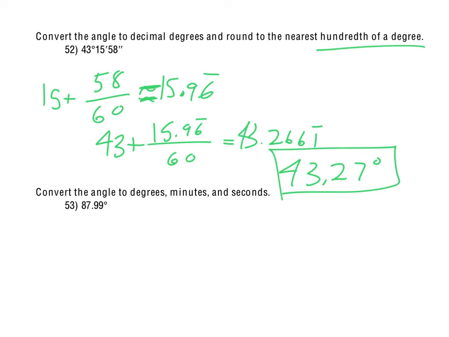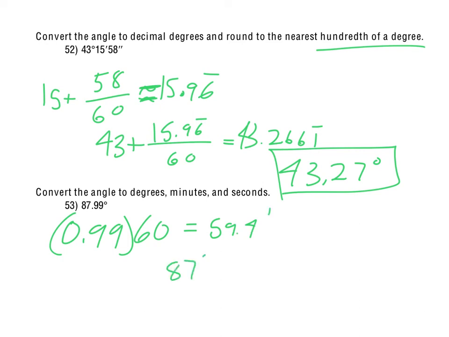Converting to degrees, minutes, and seconds, boy, at 87.99 degrees, that seems like it's basically 88. So what we do is basically the same as what we had before, but we do that in reverse. So we're going to multiply the 0.99 by 60. 0.99 times 60, that's 59.4, and that's exact. So that would be 59.4 minutes.